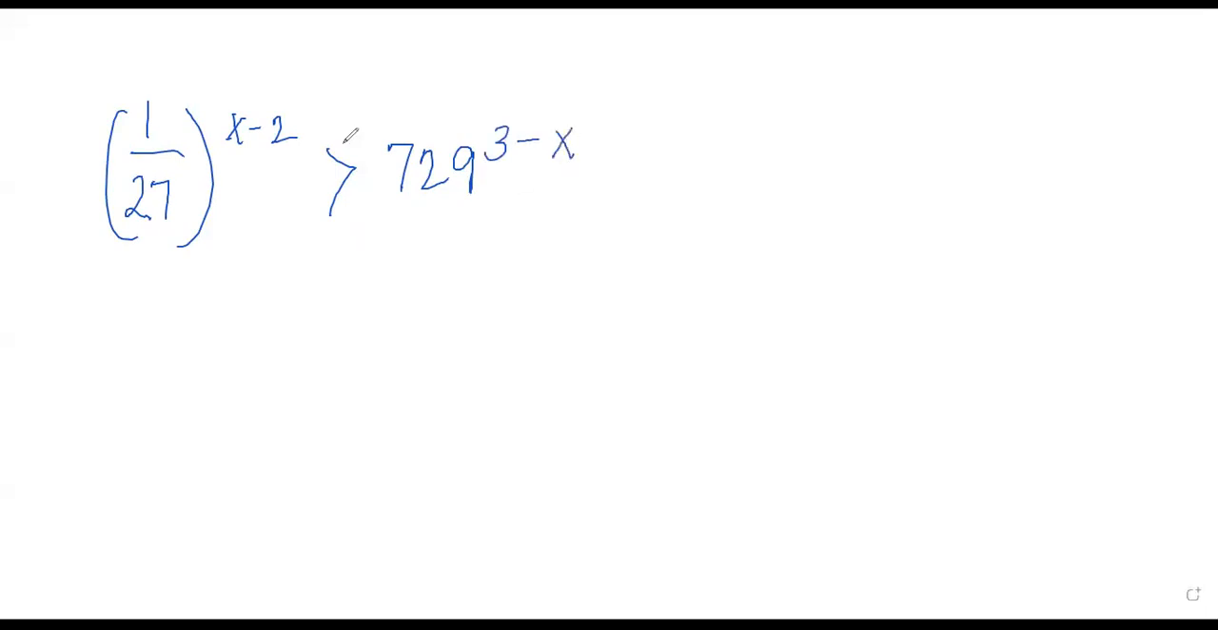Okay, ito. So we have 1 over 27 raised to x minus 2 is greater than 729 raised to 3 minus x. Okay. Siguro class, bigyan ko na lang kayo ng siguro 3 minutes to answer this one. And then later on, we will discuss the answers and the solution. Okay? Sige.